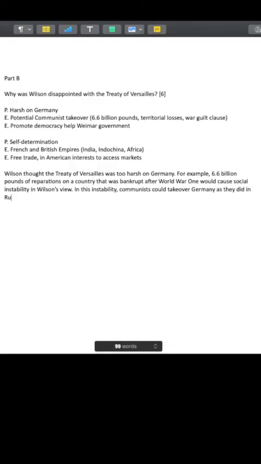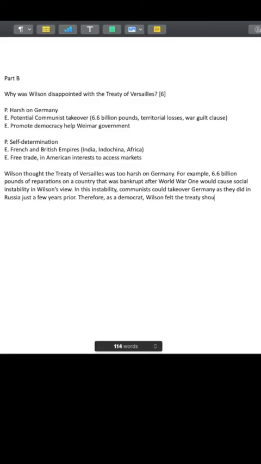So Wilson was unhappy and disappointed that this was a potential communist target for expansion. And we mentioned before, there was the October Revolution. So one of these days we'll get to the Russian depth study, and we'll talk about how Lenin overthrew the Tsarist government in 1917.